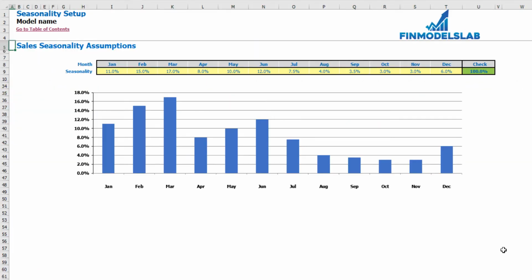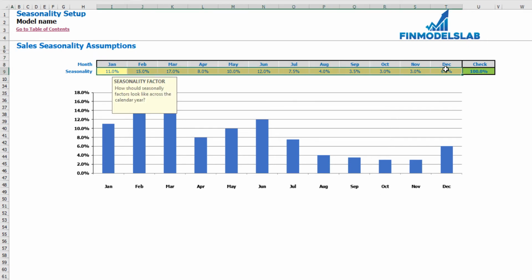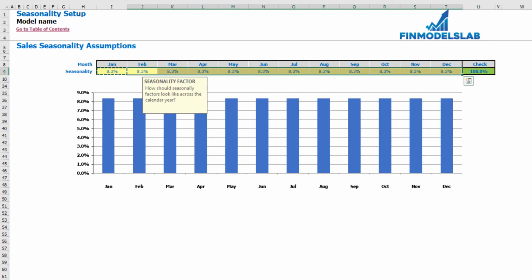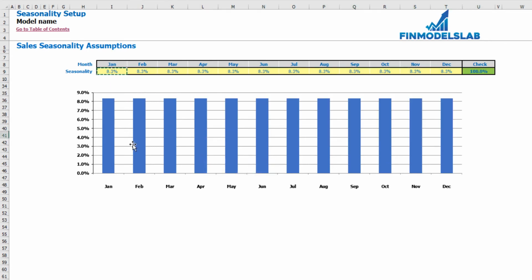Additionally, you are able to set up the sales seasonality assumptions, which means you need to spread your sales across the year. If you don't need any seasonality, you can just set up 1 divided by 12 and you'll have no seasonality in the model, which means all the months will be equal. Additionally, you have the check here, so if you input something wrong and if the total amount is not 100%, it will show you the red color that something is wrong here.